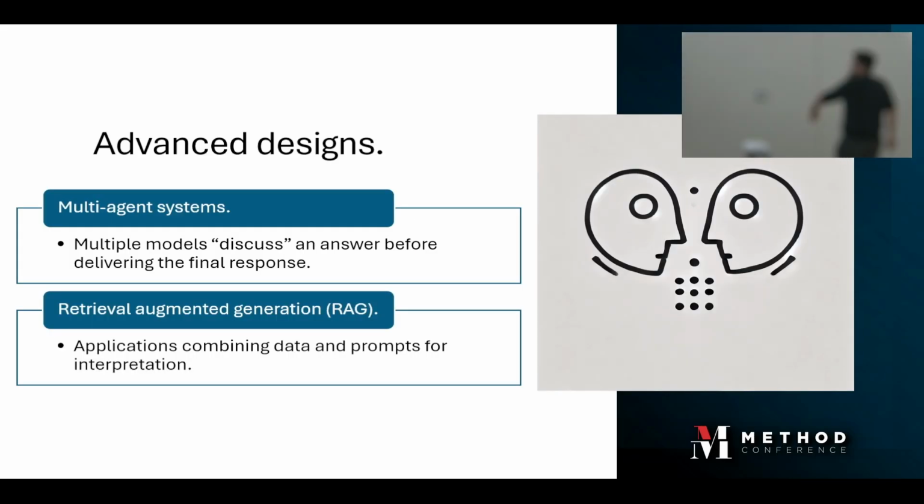So let me touch on some advanced designs, because these will be important for how we structure our chatbot. Multi-agent systems: multiple models discuss an answer before they reply. Model, LLM, interchangeable. You have it give feedback on itself before responding. And then retrieval augmented generation: applications combining data and prompts for interpretation, which is what we're going to focus on, if you couldn't tell. That's going to be our big one. Again, I'm just giving the terminology to discuss some of these concepts.